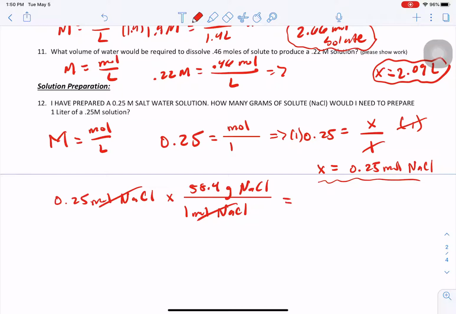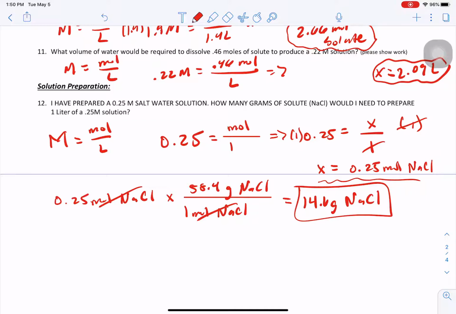So 0.25 times 58.4 is equal to 14.6 grams of NaCl. So in order to obtain a 0.25 molar solution in 1 liter of that specific solution, we need 14.6 grams to be dissolved. So if we dissolve 14.6 grams in 1 liter of solution, we will get a 0.25 molar solution.